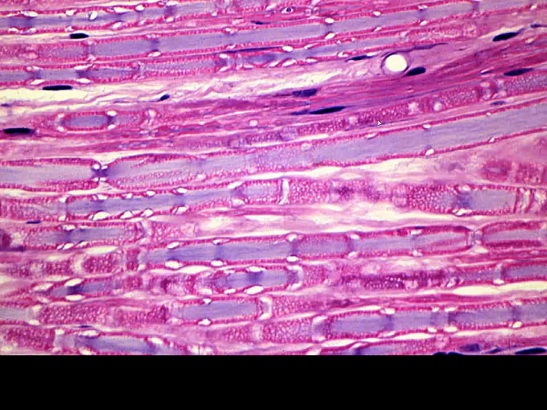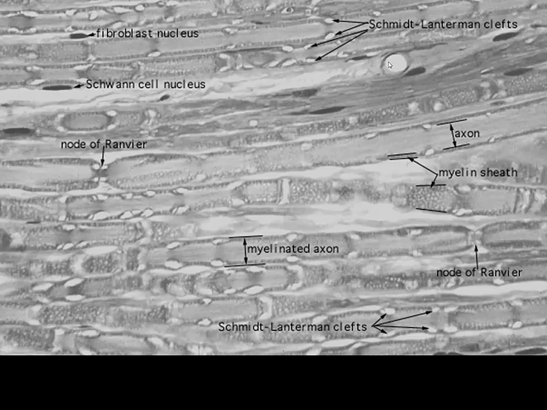Again, taking another look at myelinated axons. As we're looking through these images, we see our Schmidt-Lantermann clefts. We see our nodes of Ranvier. We've got some blood vessels here, and I'm not sure I see anything else really to mention.